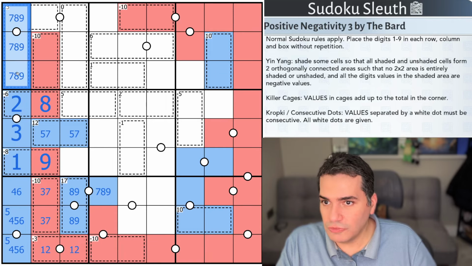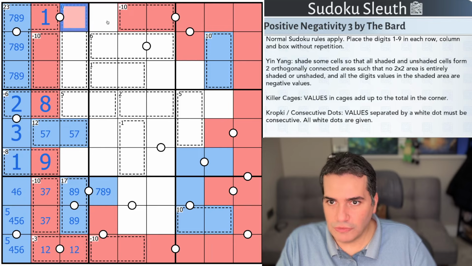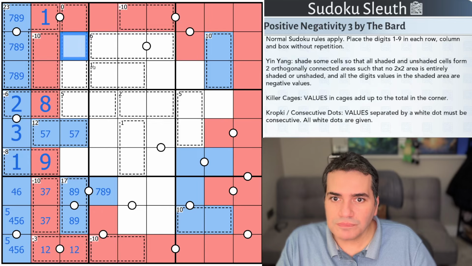That is 24. This has to be a -1. That's red. That's also red. And obviously I need to connect them. That's red again. Can't create a 2 by 2 area. That's blue. And we're off and racing again. I mean, I say that and then immediately pause.